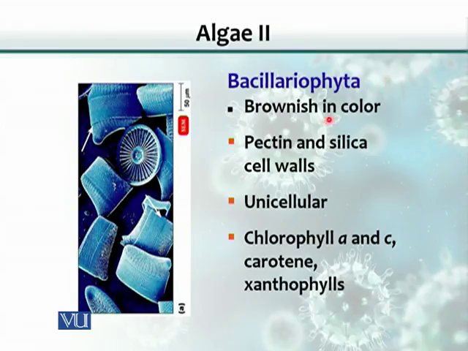Next type is Bacillariophyta. These are again brownish in color. Their cell wall is composed of pectin and silica. Very unique. They are unicellular and have chlorophyll A and C and carotene and also xanthophylls. So they have various substances to capture sunlight.